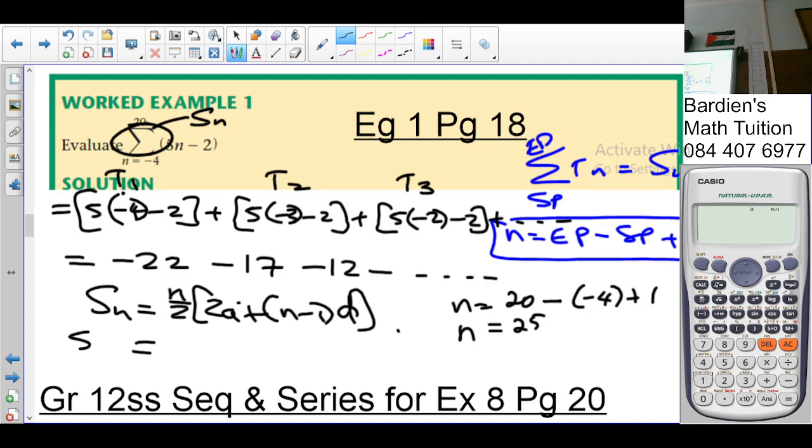Right, so let's go. Sum of 25 terms. It's 25 over 2 into 2 times A, what's your A value? Negative 22, plus 25 minus 1 is 24 times D, which is 5. And some of you worked it out? 950.